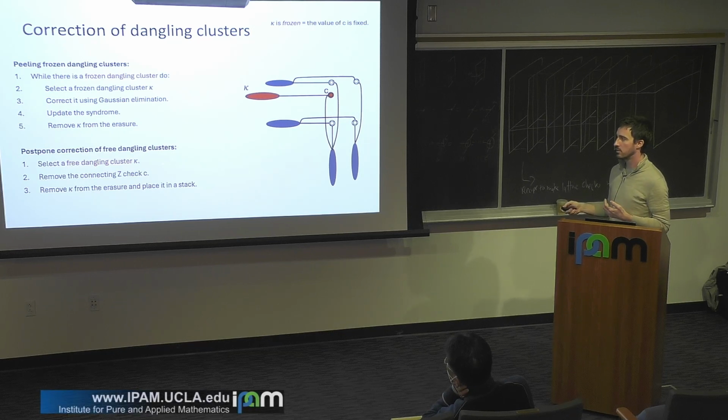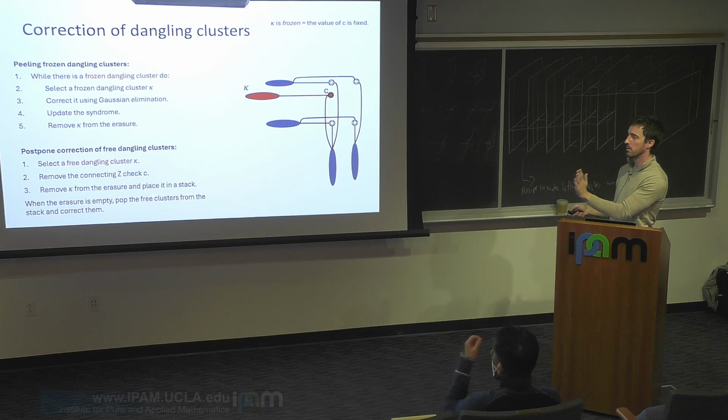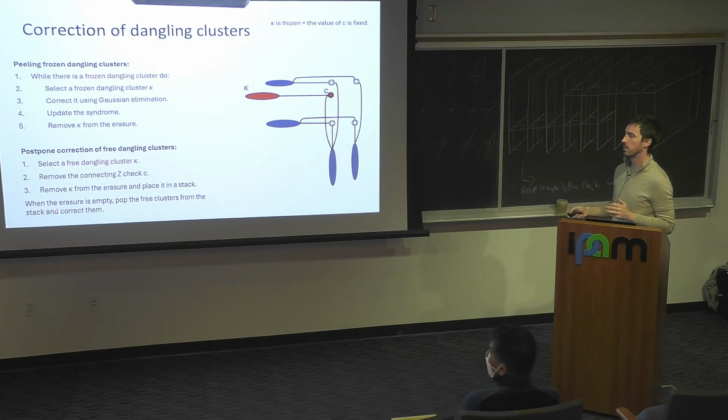So we select the dangling clusters, and if they are free, we remove them. We just remove them and put them in a stack, and we're going to correct that later. So we have a stack of free dangling clusters that we're going to correct at the end.